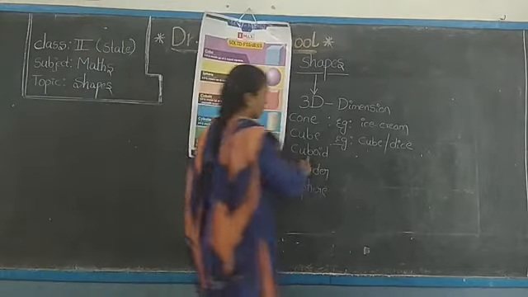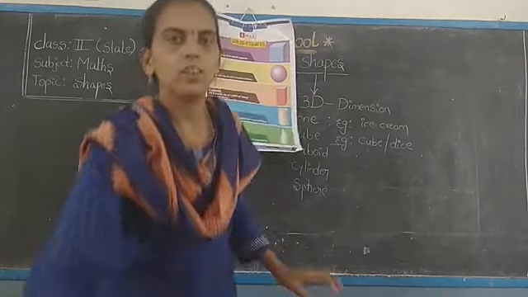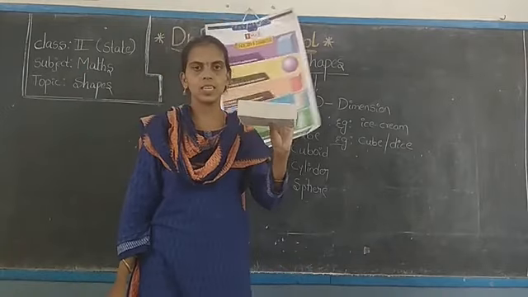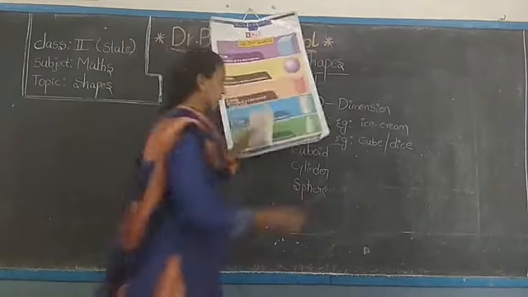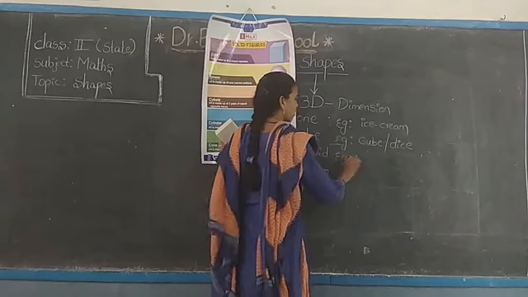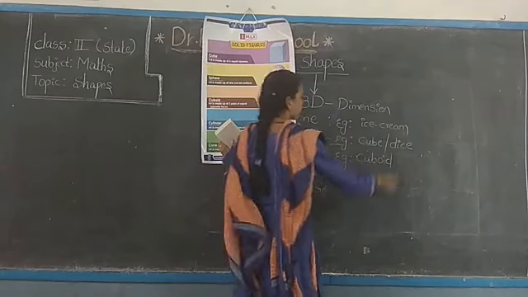Okay. Coming to the cuboid. Our school dusters. Did you see? Yes. This is in the shape of a cuboid. So duster is an example for cuboid.